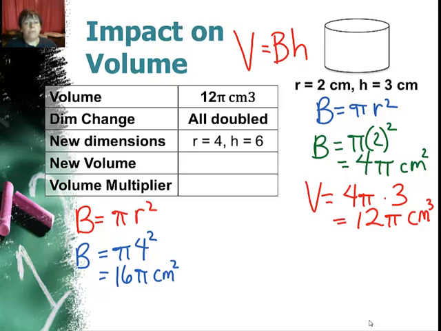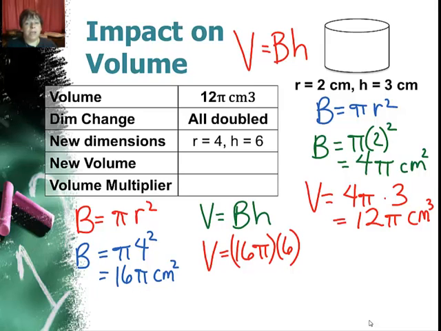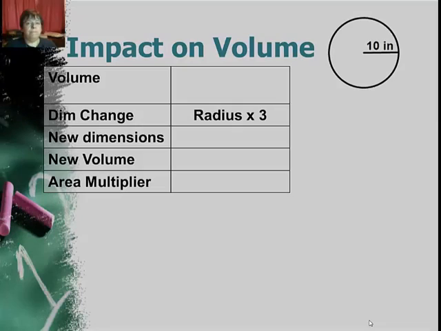Then, now I'm going to also figure out the volume, substituting in the 16 pi and my new height, which is 6, and I get 96 pi centimeters cubed. So if I look at 12 to 96, how do I get there? I multiply by 8. So when I doubled all 3 dimensions, I had an impact of a multiplier of 8.